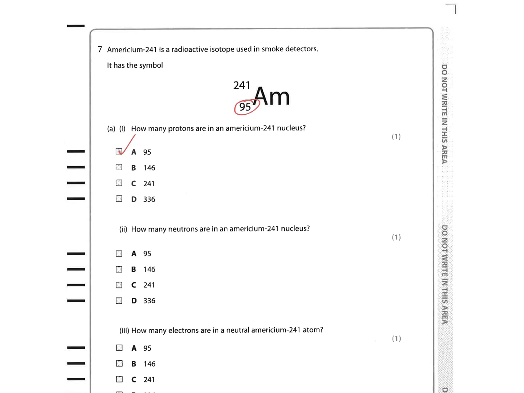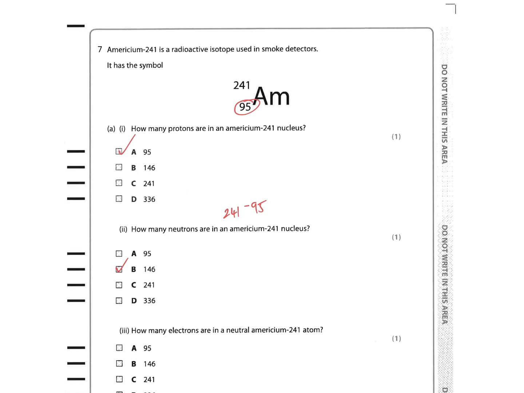The number of neutrons, however, is going to be 241 protons and neutrons minus 95 protons, the difference between those two values, which gives us, I'm just going to type it in to make absolutely sure, 146.